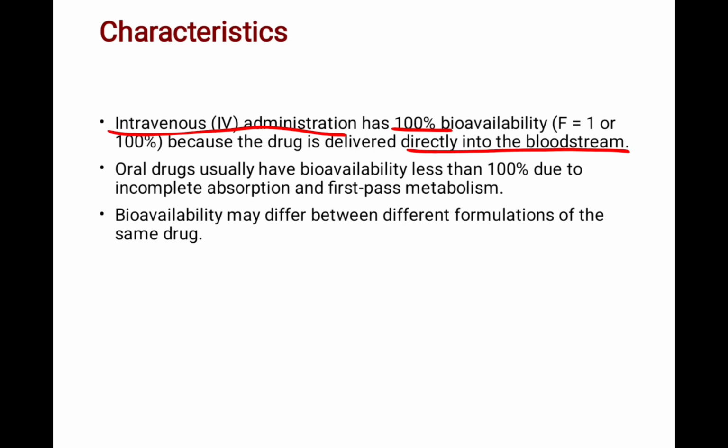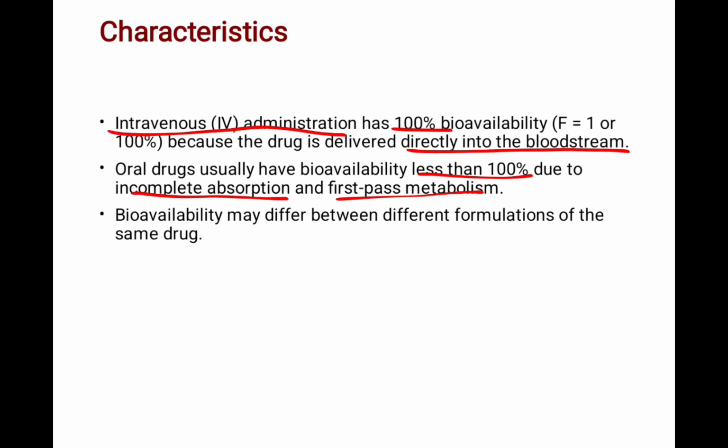While oral drugs have a bioavailability of less than 100%. This is because of incomplete absorption or first pass metabolism. For first pass metabolism, the drugs are metabolized either by the liver or in the intestine before they get to systemic circulation. For incomplete absorption, drugs have limitations to their absorption, either because of their solubility, their molecular size or their particle size.